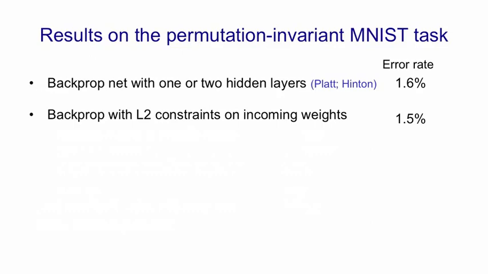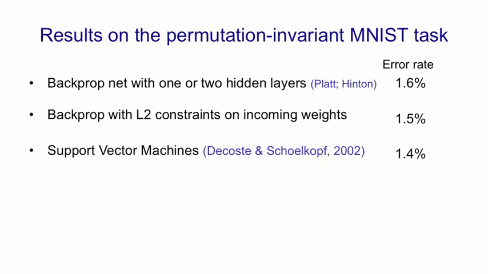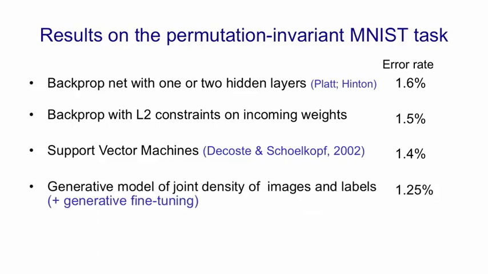If you use an appropriate restriction on the length of an incoming weight vector, you can do a bit better than 1.6%. Support vector machines can get 1.4%, and this was one of the pieces of evidence that led to support vector machines supplanting backpropagation. If you pre-train a network using a stack of Boltzmann machines, and then you fine-tune it to be better at generating the joint density of digits and image labels, then you can get down to 1.25%.